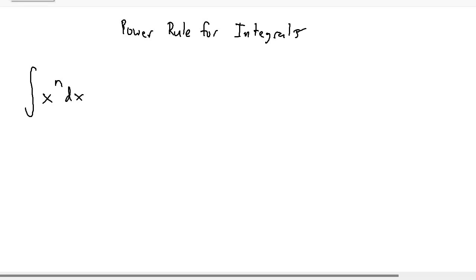So whenever you integrate x raised to a certain power, you're going to have to use the power rule for integrals. So recall that when you derive using the power rule, so let's say we derive x squared, you're going to bring the power down and subtract by 1. So the answer would just be 2x.